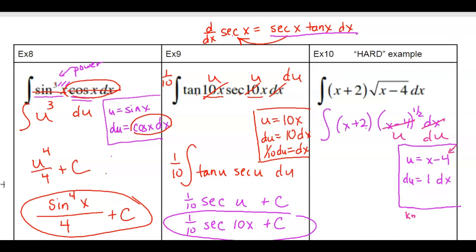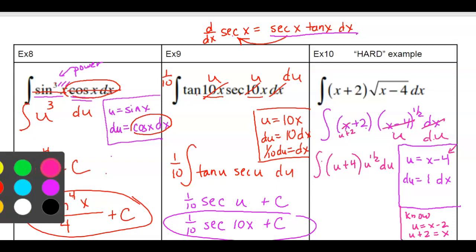I'm going to make another box down here. If we let u equal x minus 2, then if I solve for x, I can add 2. So u plus 2 equals x. And I can substitute that into my original. Everywhere I see an x, I can write u plus 2. So we get u plus 2 times u plus 4, which is u to the 1/2 du.